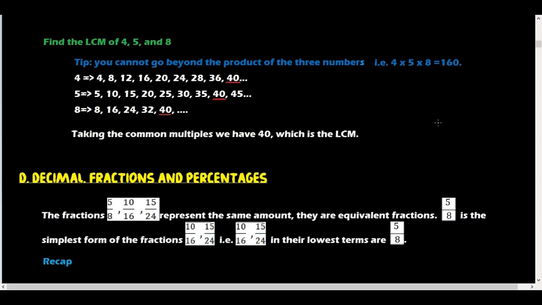times 2, 8, and you continue incrementing the multiples. The same for 5, the same for 8. Then you discover that at 40 you have the common multiple. And if you check, below 40 we do not have any common multiple for the three numbers. Then taking the common multiples, we have 40 as the common multiple, which is the lowest common multiple.